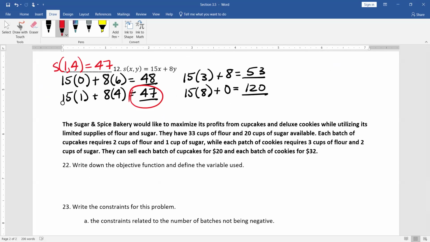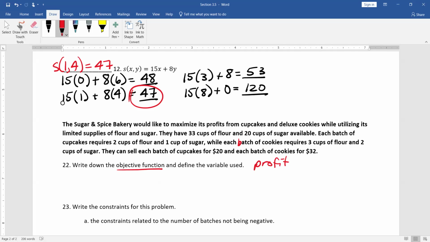Each batch of cupcakes requires 2 cups of flour and 1 cup of sugar, while each batch of cookies requires 3 cups of flour and 2 cups of sugar. They can sell each batch of cupcakes for $20 and each batch of cookies for $30. So when we're writing the objective function, in this case, the objective function has to do with the profit. So what that means is, and then define the variable used.